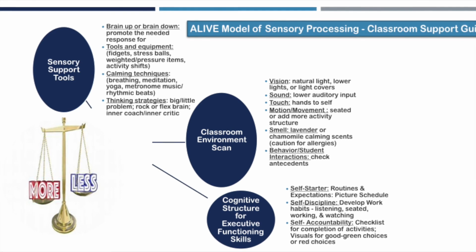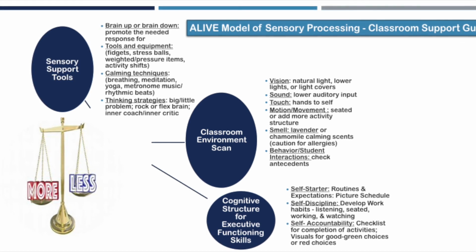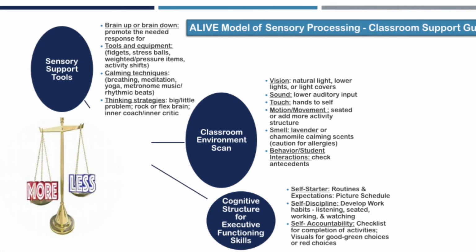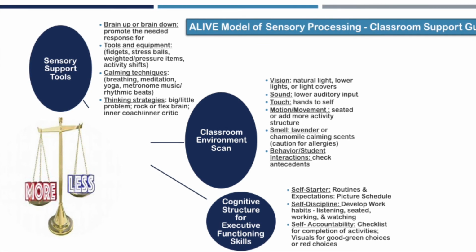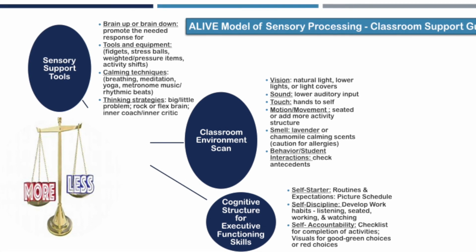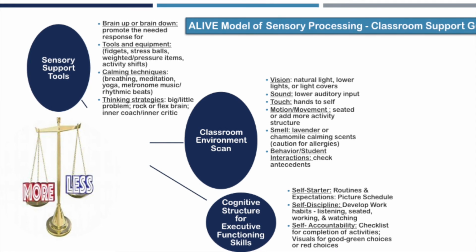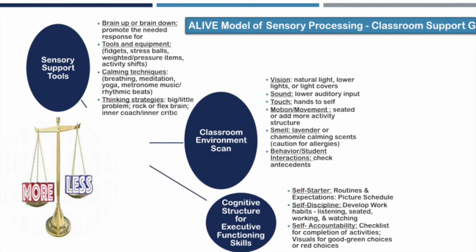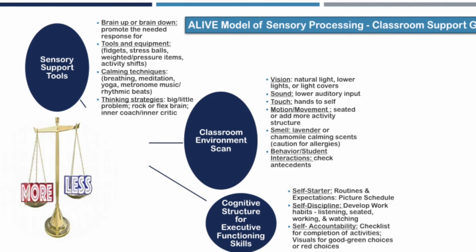It is always a good idea to identify the antecedents that may cause a student to go into the red zone of behavior. The last thing is to incorporate cognitive structure for building of executive functioning skills. Teach the student to be aware if they have self-starter skills. Students should follow routines and have expectations that they should meet for you daily, and use a picture schedule to help support them during the day.